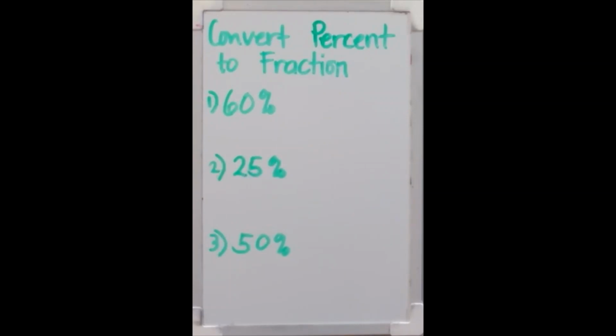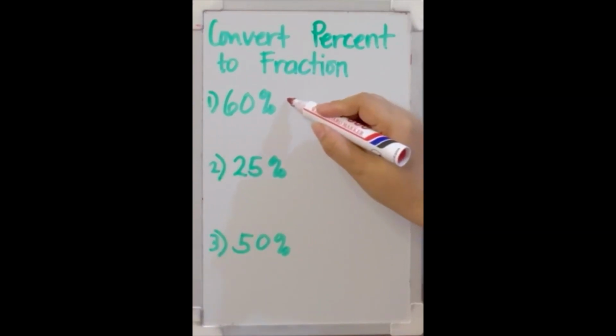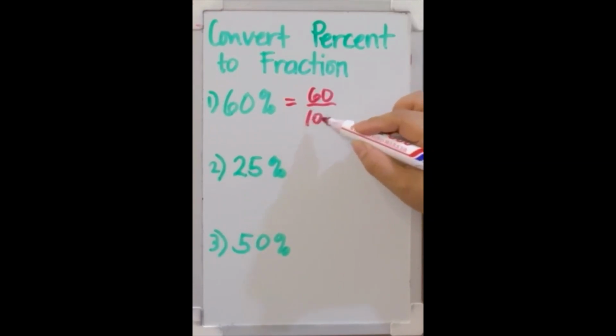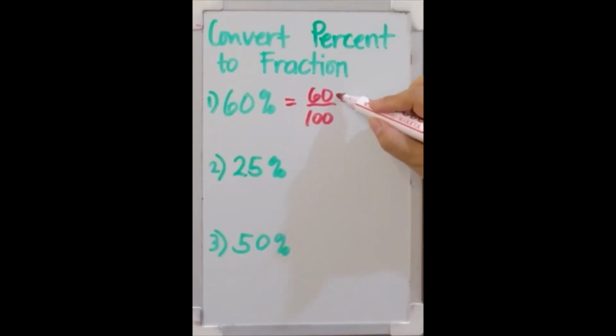Now let's convert percent to fraction. The first one is 60%. To convert this 60% to fraction, we will be dividing 60 by 100. Now this fraction can still be further reduced to smallest terms. So by dividing both numbers by 20. 60 divided by 20 is equal to 3. And then 100 divided by 20 is equal to 5. So 60% is equal to 3 over 5.